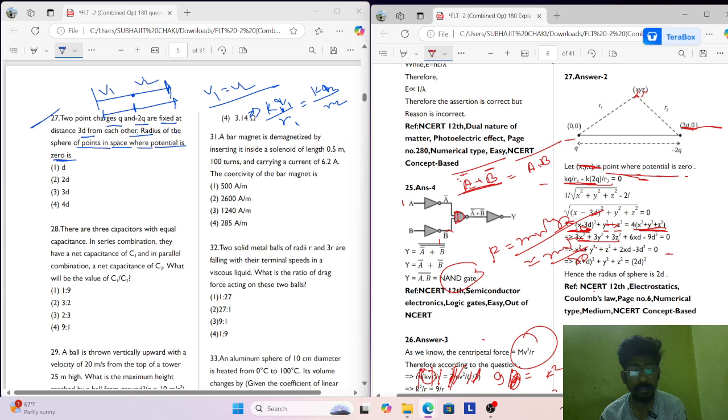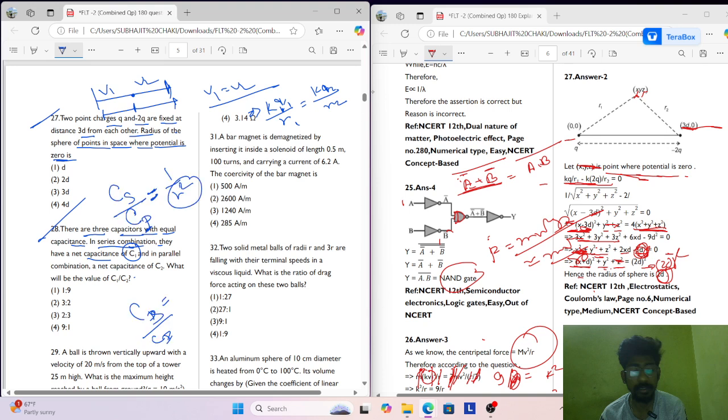There are three capacitors having equal capacitance, in series combination they get capacitance CS, in parallel CP. Just remember it this way: CS by CP equals 1 by n square, where n means the number of capacitors. So 1 by 3 square equals 1 by 9. Therefore option number 1 will be the correct option here. Simply remember this.